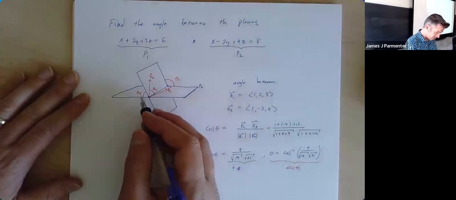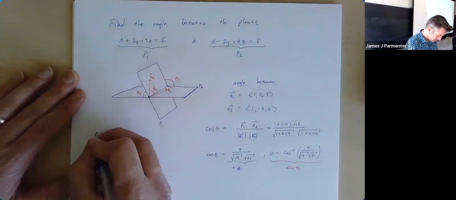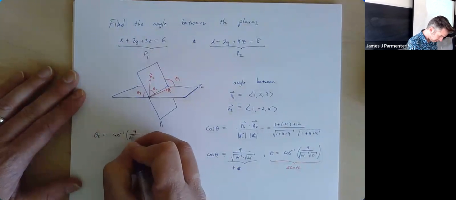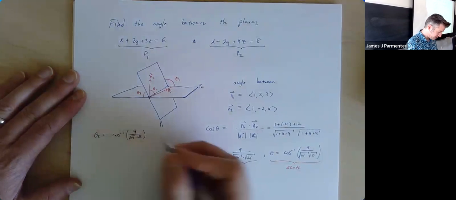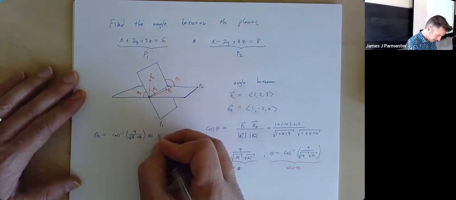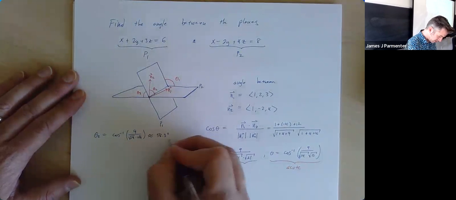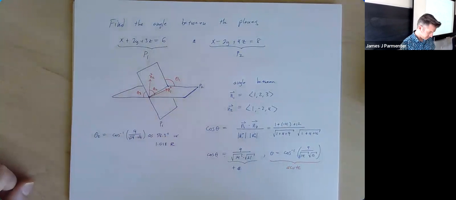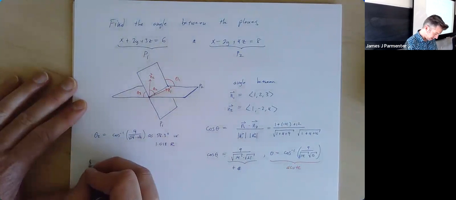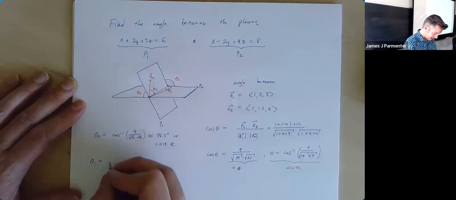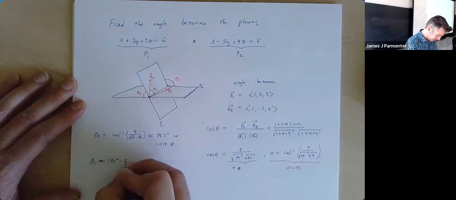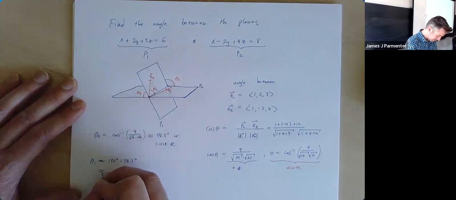So our smaller angle, which I've labeled as theta 2, would be the inverse cosine of 9 over the square root of 14 and the square root of 21, which if you plug that into a calculator is approximately 58.3 degrees or 1.018 radians. And then the other angle, theta 1, I would just say is approximately 180 degrees minus 58.3 degrees, or approximately pi minus 1.018 radians.